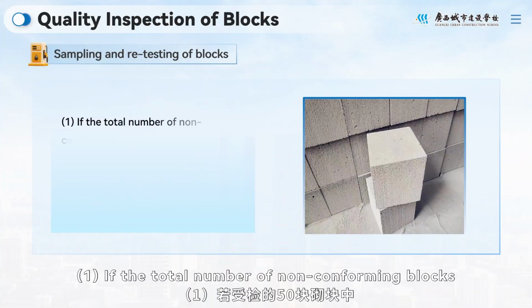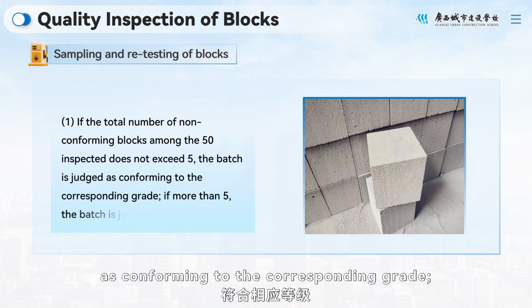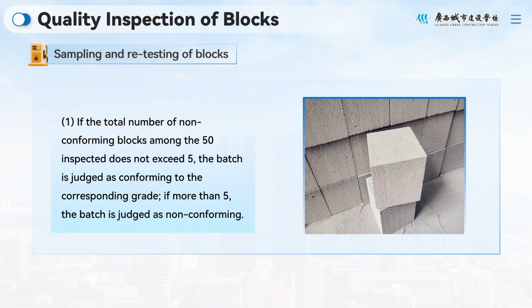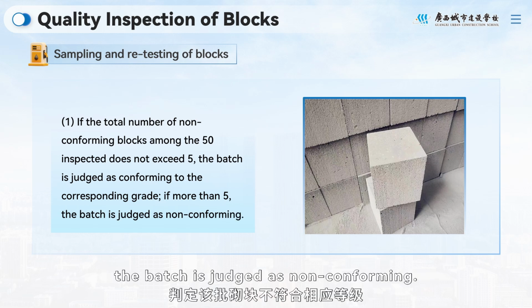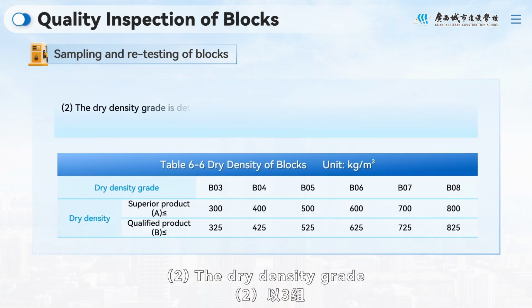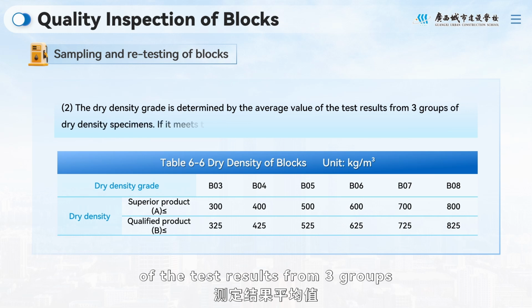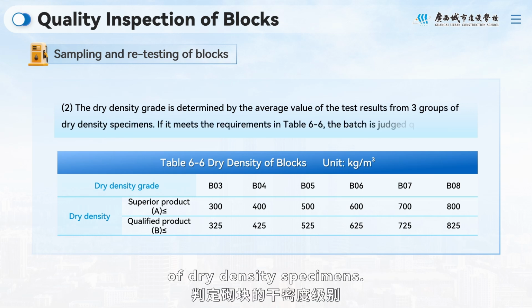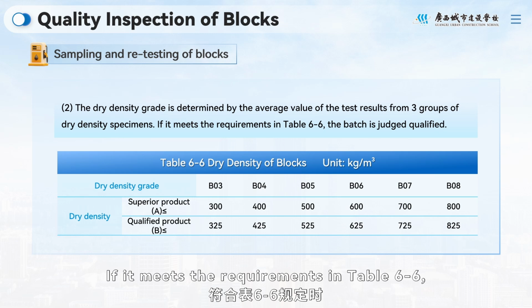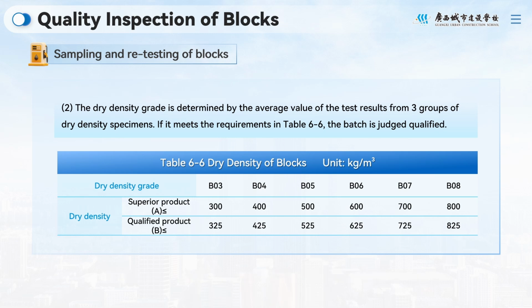1. If the total number of non-conforming blocks among the 50 inspected does not exceed 5, the batch is judged as conforming to the corresponding grade. If more than 5, the batch is judged as non-conforming. 2. The dry density grade is determined by the average value of the test results from 3 groups of dry density specimens. If it meets the requirements in Table 6.6, the batch is judged qualified.